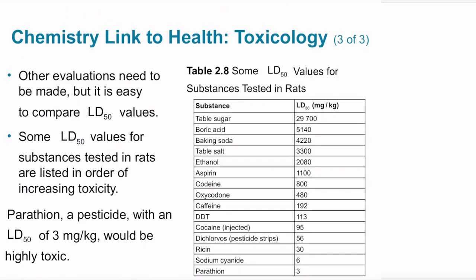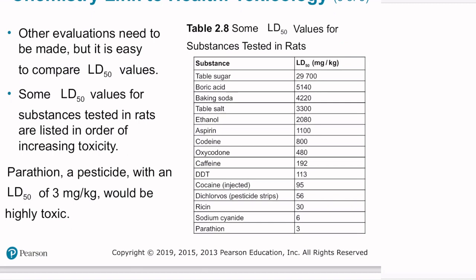Here are some LD50s for some common substances. We have table sugar, boric acid, baking soda, DDT, cocaine, and so forth. So you can see that caffeine would be more lethal because it would take less of it to kill you than, for example, codeine or aspirin. Table sugar may be pretty harmless as far as we normally think of it, but it actually does have an LD50. But it takes quite a bit of it to be lethal in test subjects.